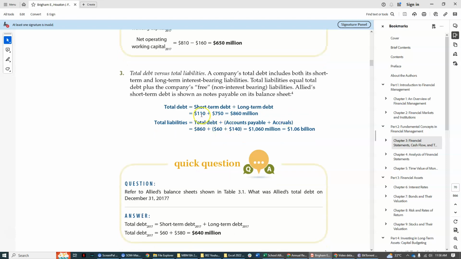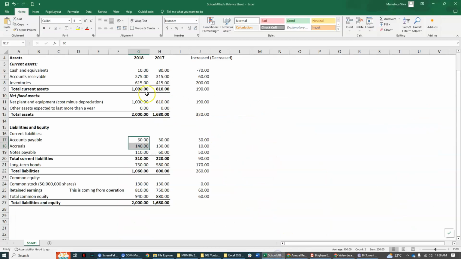Okay? So therefore, as you can see, the total debt is the short-term debt plus the long-term debt. 110 plus the 70. This one and this one. Okay? So in here, that's 860. If we're going to add these two, here you can say 860. However, the total liabilities include the two. Okay, so therefore the total liabilities is 1 billion and 60. Again, the term total debt includes only the interest bearing. The total liabilities includes all the liabilities, the interest bearing and non-interest bearing.